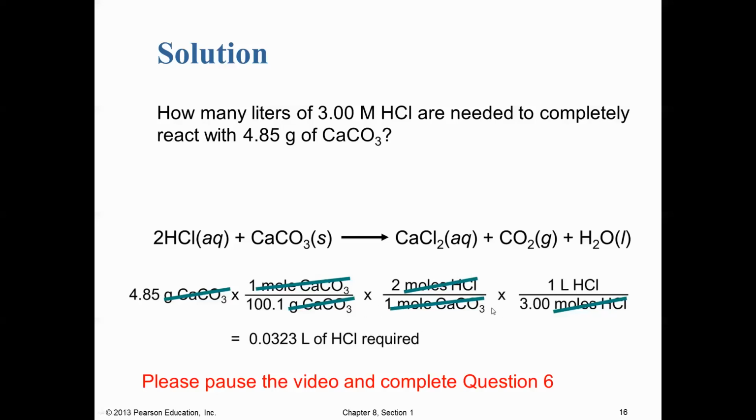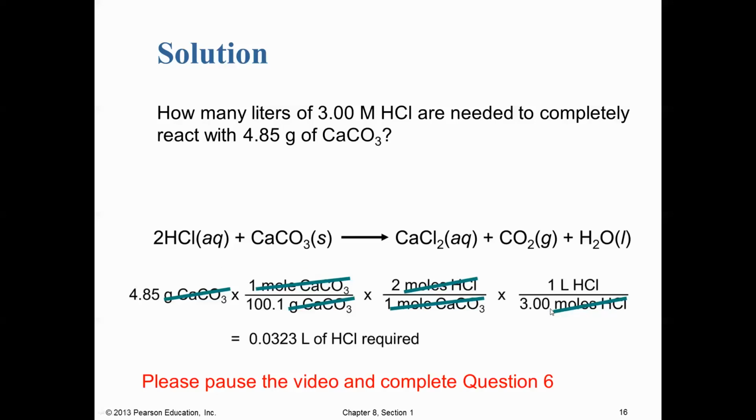So now we're going to use our molarity to go from moles of HCl into liters of HCl right here. So we set this up like a conversion factor so it cancels out our moles, and we're going to end up with 0.0323 liters. Or if you're asked to figure out milliliters, you'd simply multiply that by 1,000, so you'd have 32.3 milliliters of HCl.